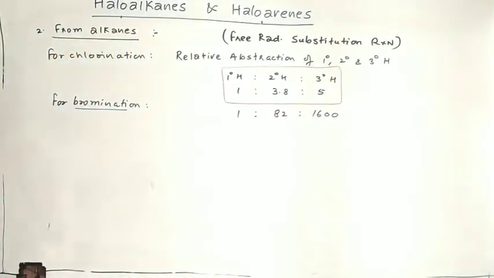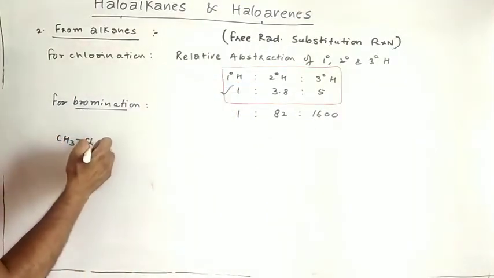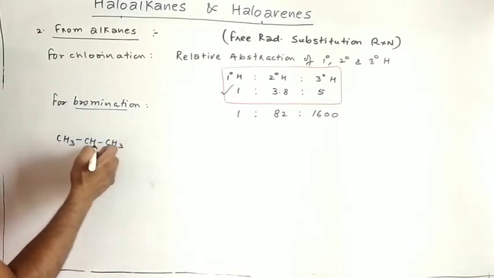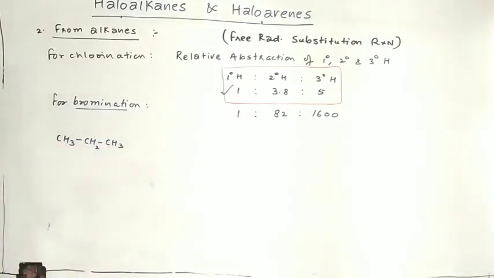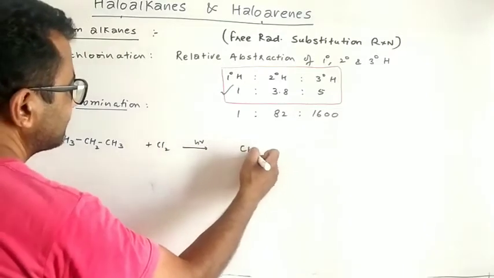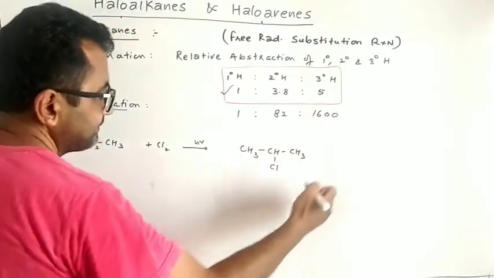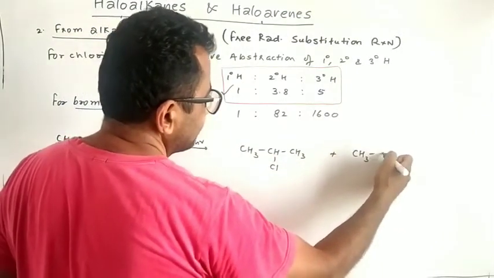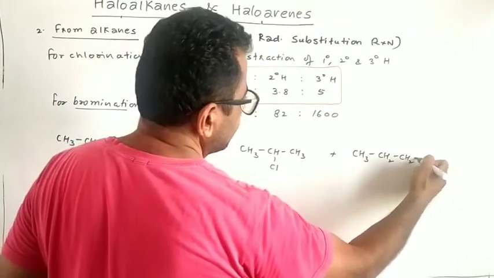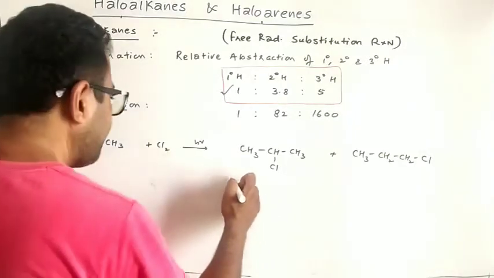Now, based on this ratio, you can calculate in case of propane. Suppose we start with propane. And when you add a chlorine to it, we get two products, this plus this: 2 chloro and 1 chloro. What is the relative reactivity?